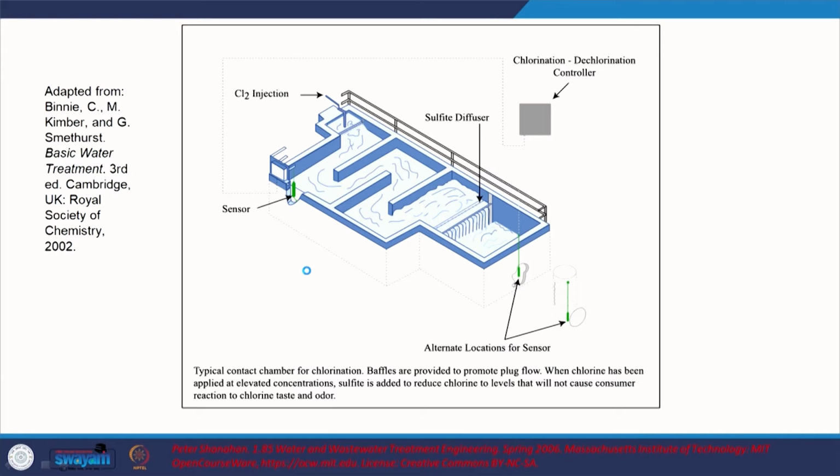So I guess here, what do we have? This is for chlorination, a simple or typical system. Chlorine is being injected here, Cl2 is being injected here. We have sensors obviously, and different controllers for chlorination and dechlorination. We will look at why we need to dechlorinate the system. So what do we have out here? It's a typical contact chamber for chlorination. Baffles are provided to promote plug flow, right? You want a plug flow reactor as much as possible, because for the same volume, the R net for loss is typically higher. When chlorine has been applied at elevated concentration, right, the concentration of chlorine at the effluent will also be high.